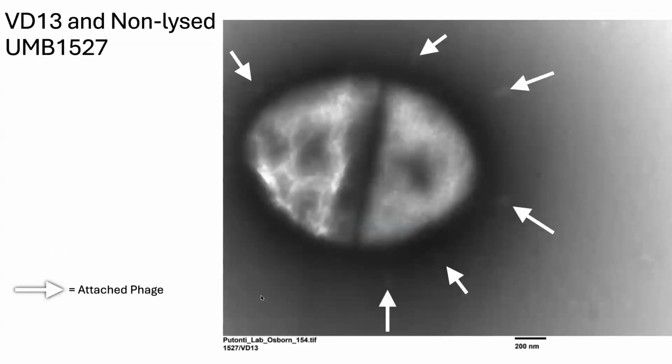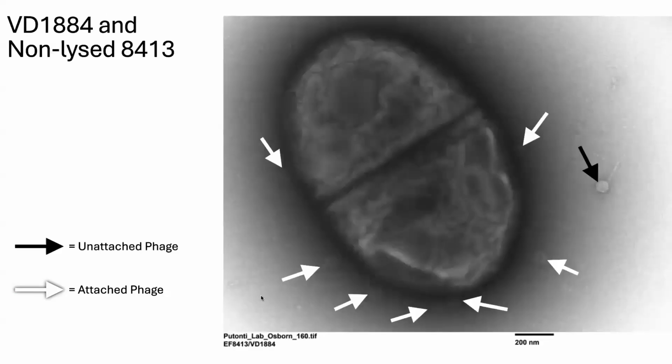Then we did all of our non-hosts. So we took BD13 and combined it with its non-host UMB1527. And actually all around the bacterial cell here, we can see attachment of these phage. So there actually was attachment by the phage to the non-host. We also saw the same with BD1884. We saw attachment all along the bacterial cell, as well as an unattached phage over here. So again, BD1884 can attach to the non-host.